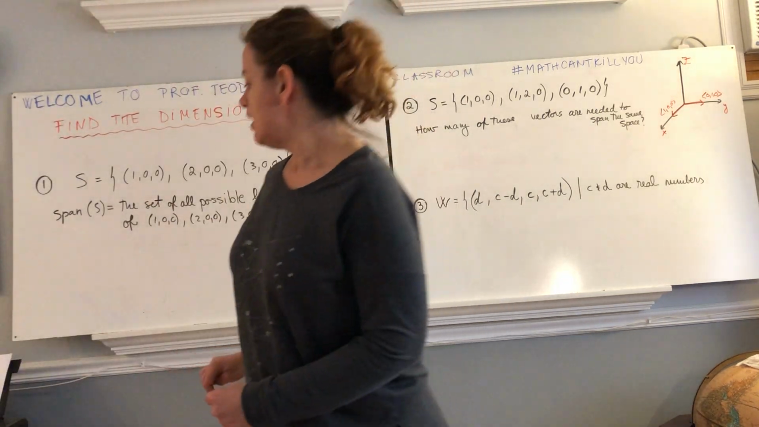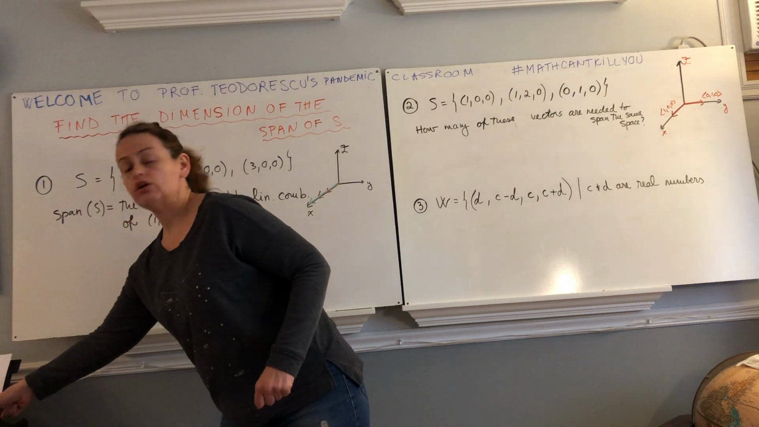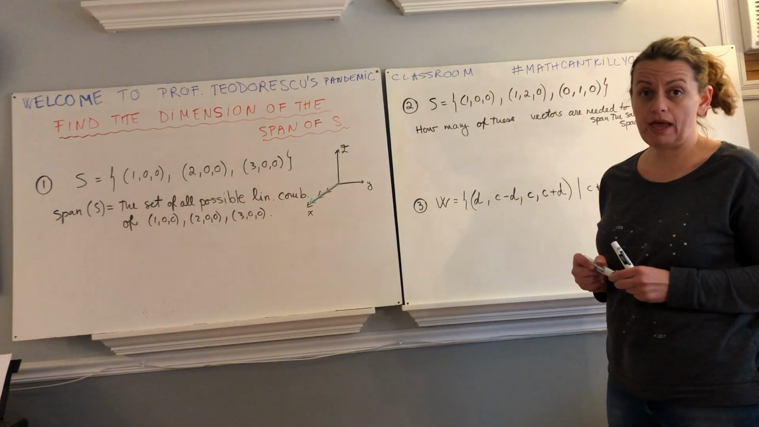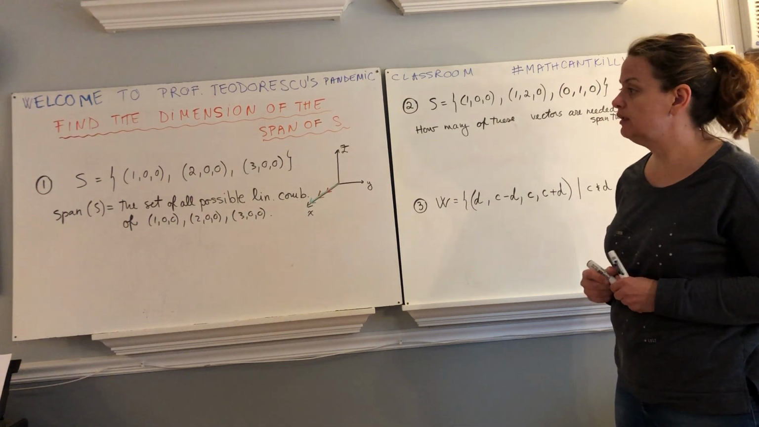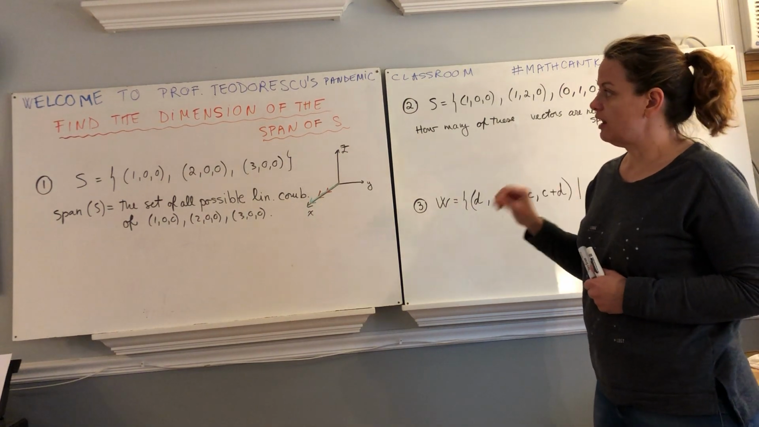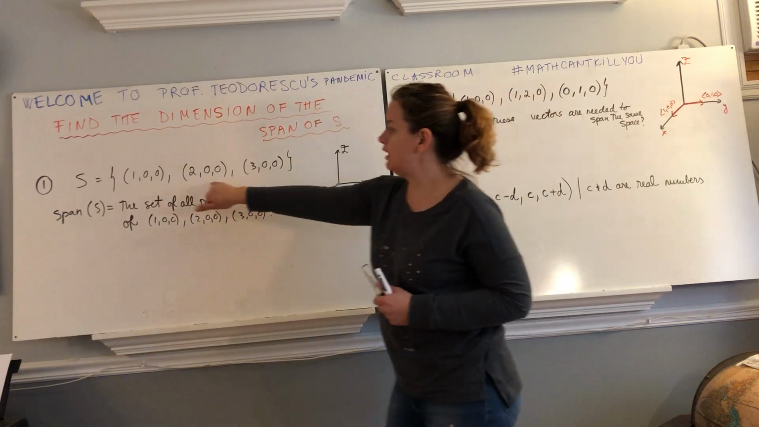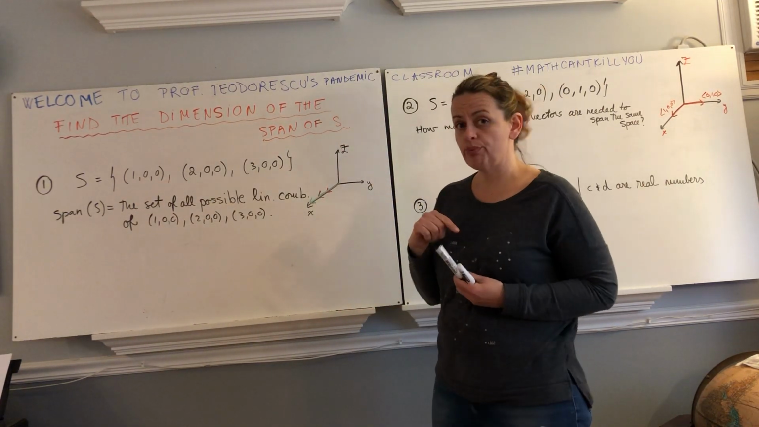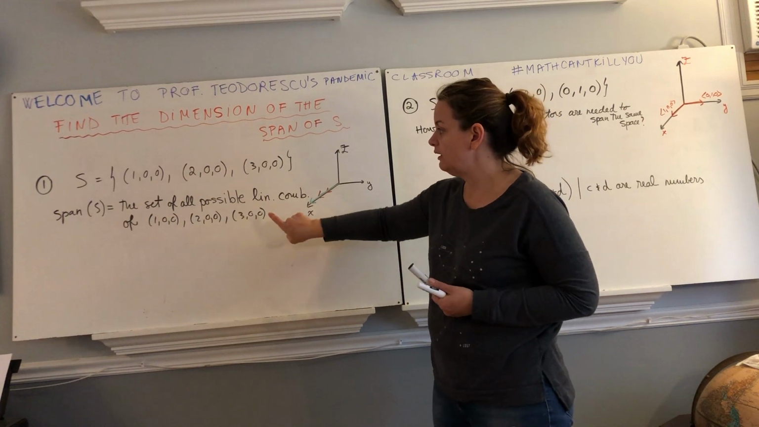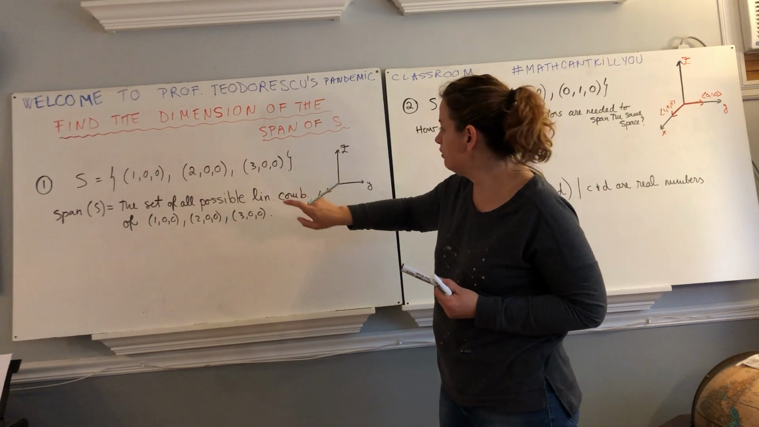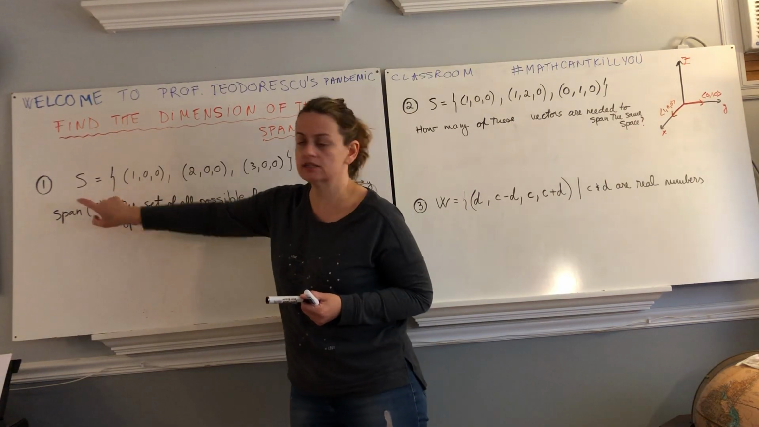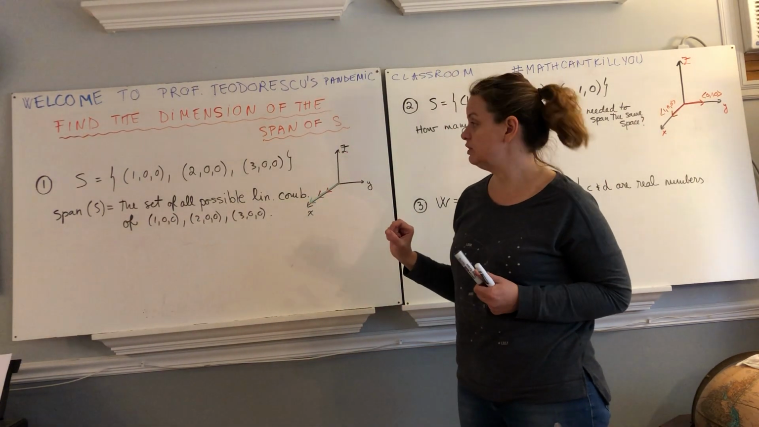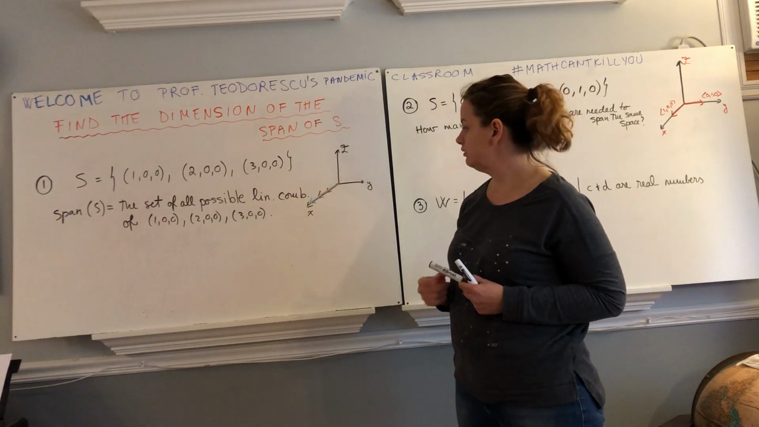Hi, me again. Let's look into finding the dimension that a set spans. So you want to find the dimension that a certain set spans. Let's see what that means. From 4.4 we learned that the span of S is the set of all possible linear combinations of the vectors in the set.